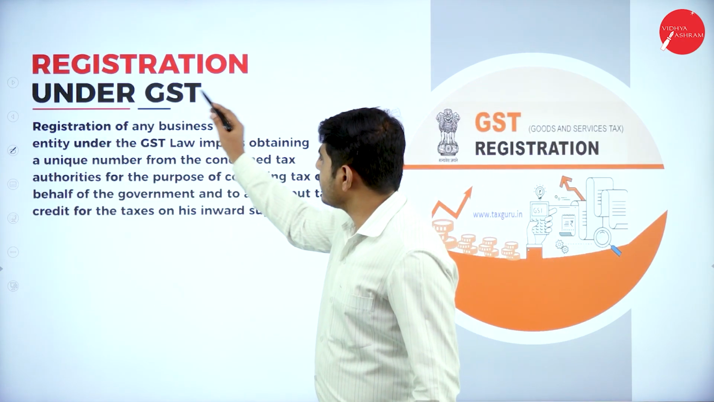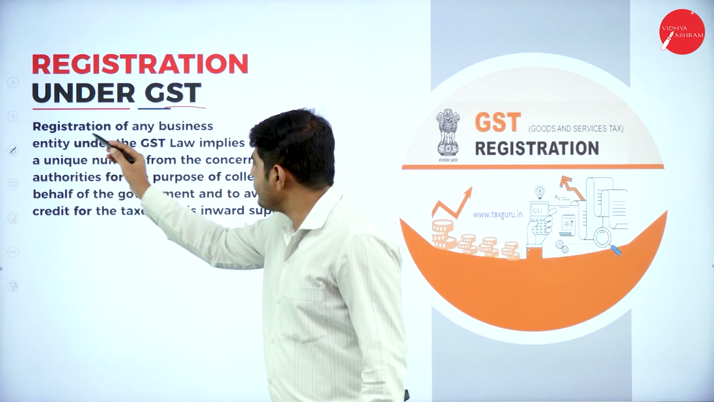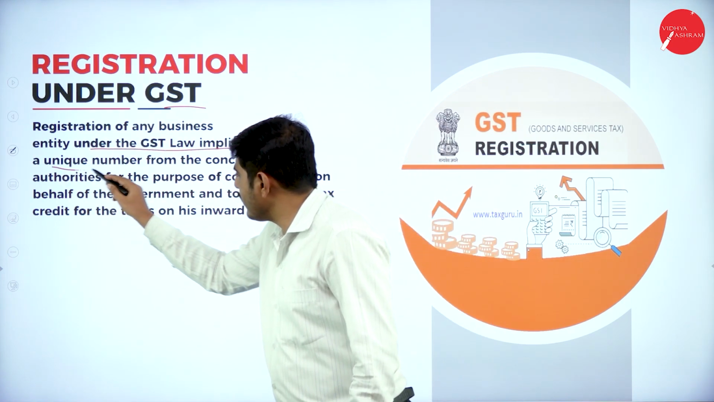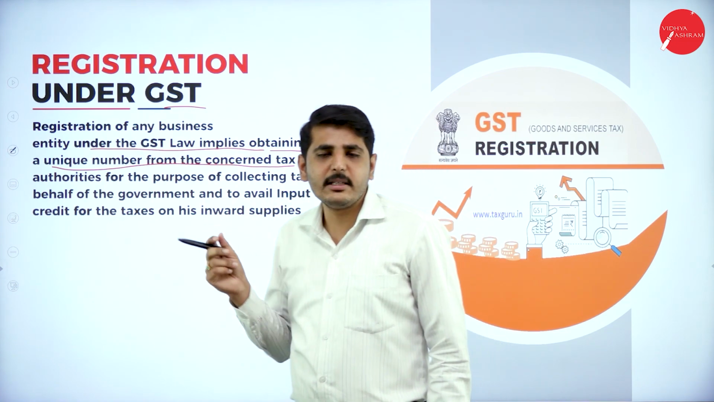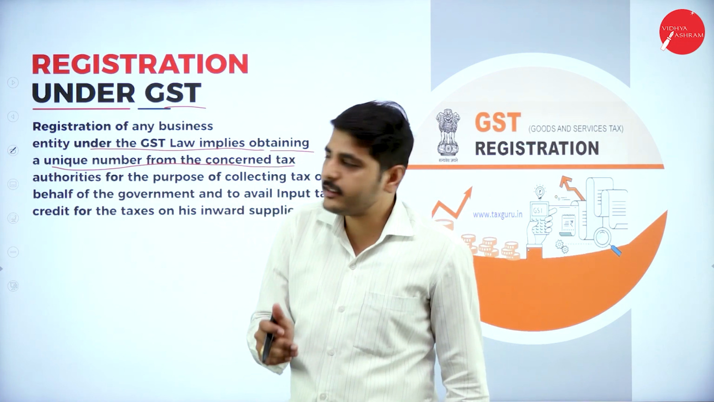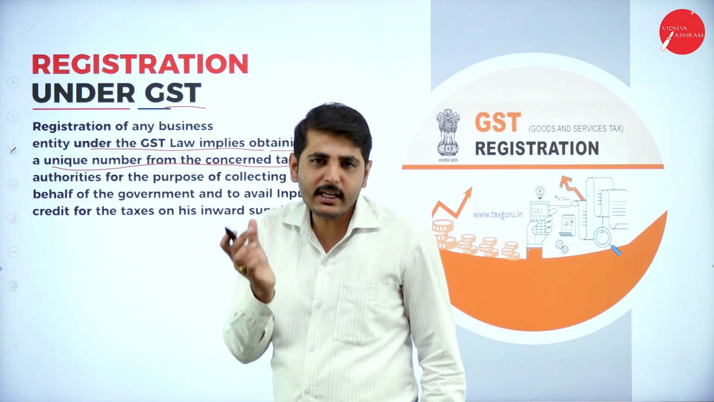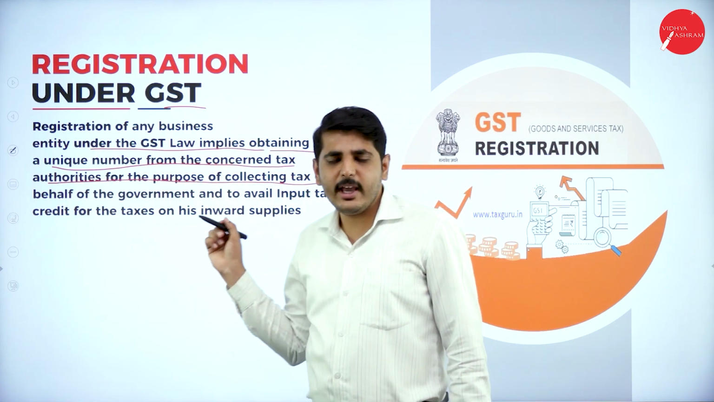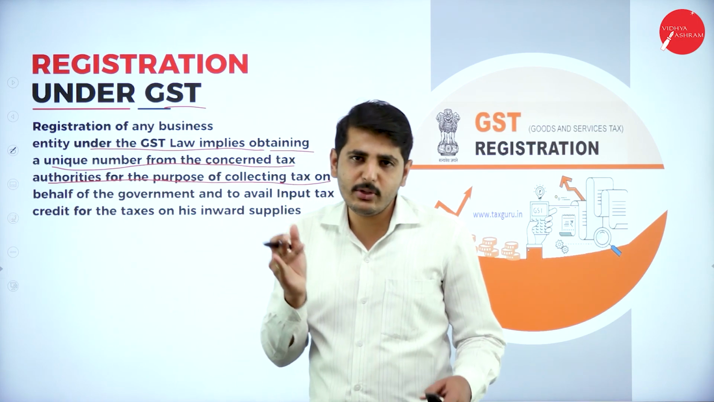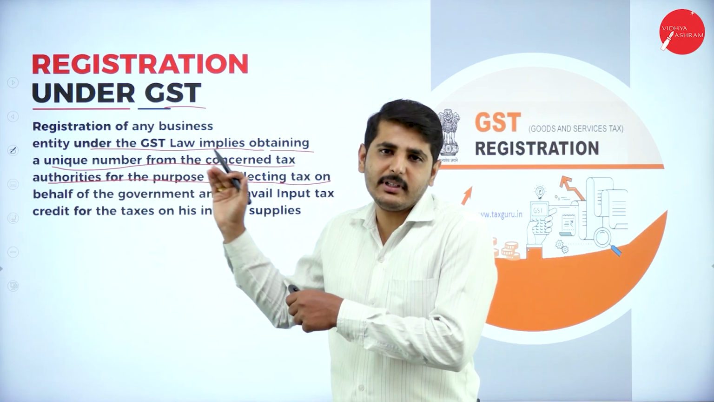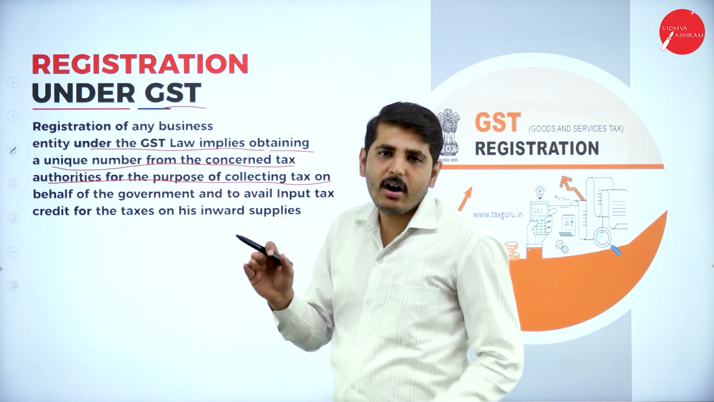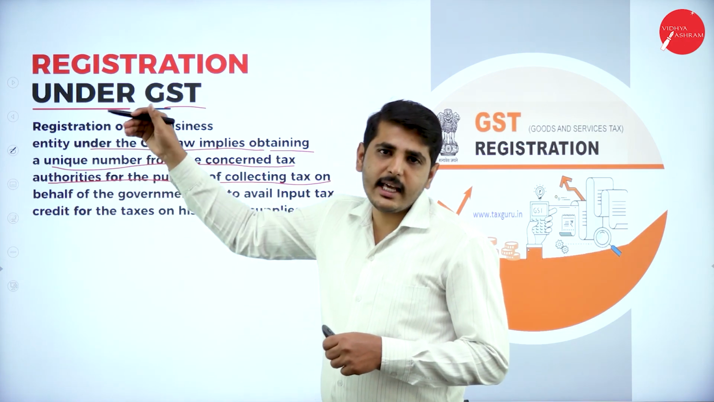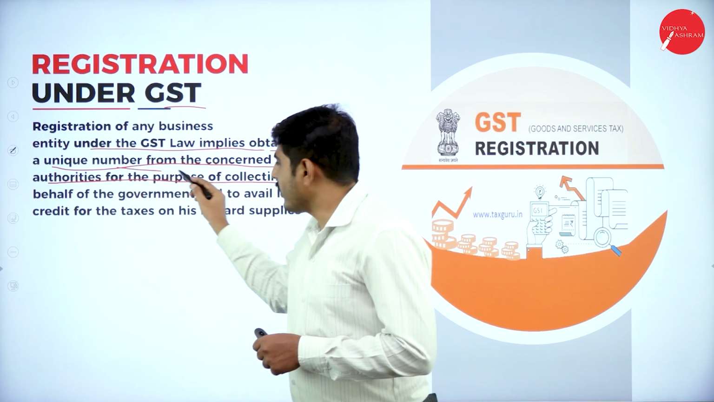Next one, registration under the GST Act. See, registration of any business entity under the GST law implies obtaining a unique number from the concerned tax authority. As a businessman, I have to get registered under the GST Act. I will get a unique number called the GST TIN number, for the authorities for the purpose of collecting tax. On the basis of that number, whatever transaction I do in the business, everything will be recorded in that particular number. So, if I get input tax credit or if there is any issue with the tax authority, I can get it solved. Whenever I go to the tax authority, they will ask for the unique number called the TIN number.